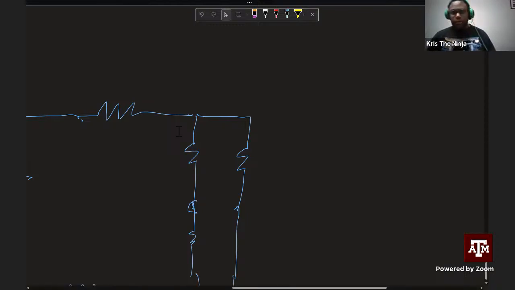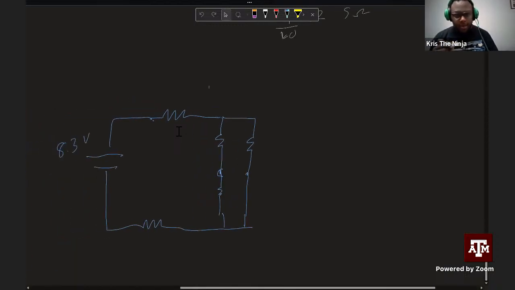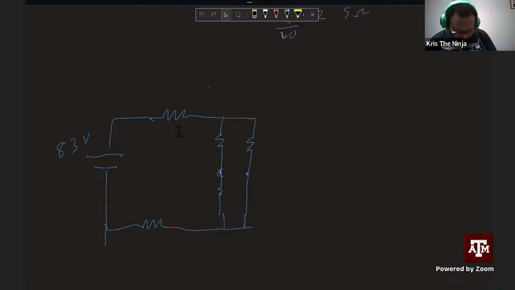Also, the way you could denote a parallel circuit from a series circuit: if the two ends of a component, like here and here, are connected to both terminal ends of the battery, that's how you can tell if it's a parallel or series circuit. That's an easy way to tell.